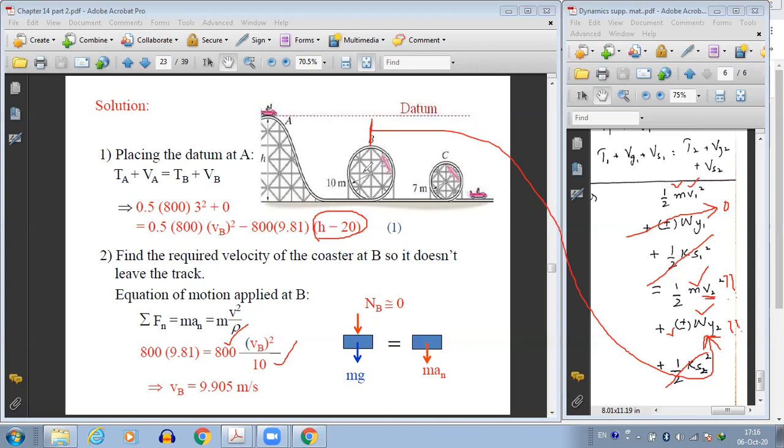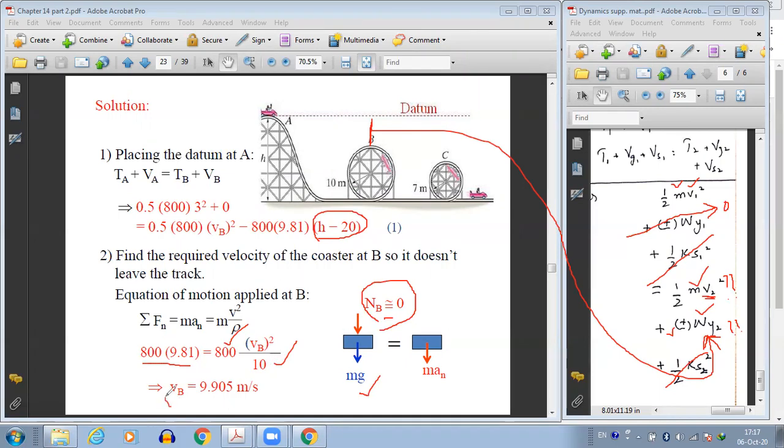If we are talking about the limiting case, it is the case when the roller coaster leaves the track. When the roller coaster leaves the track, then at that point the normal force of the track on the roller coaster will be 0, and it will be just the weight of the roller coaster which will be acting. So for that limiting case, NB will be 0, and it will be just the weight. So we put here Fn is the weight.